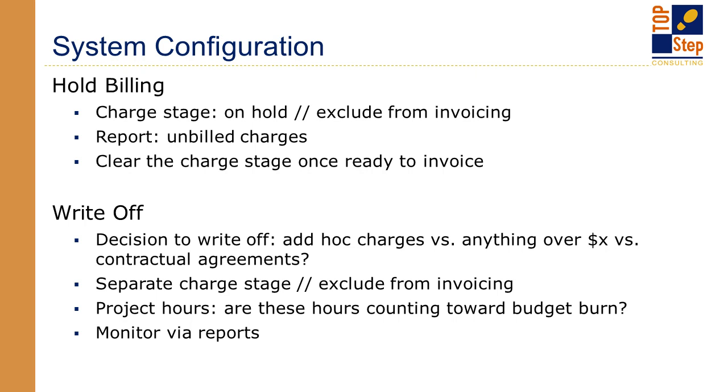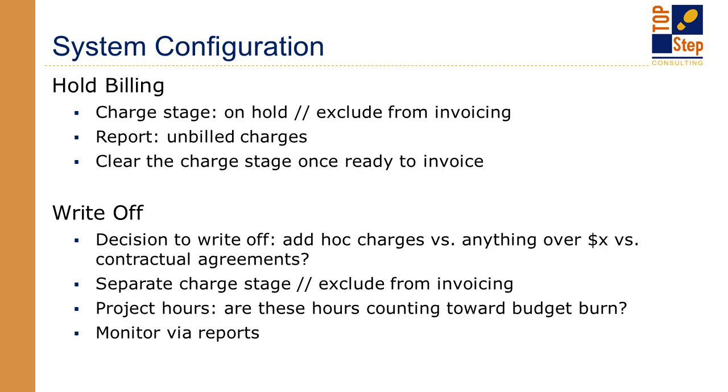From there, you could set up a report for the unbilled charges to make sure that you don't forget about those and go back to those, so that you've got a running tally to know what it is that you're expecting to bill at whatever point. And similar to the hold billing is a write-off. Again, you could set up a separate charge stage called write-off, and exclude that stage from invoicing. With this, there really needs to be more process consideration as well.